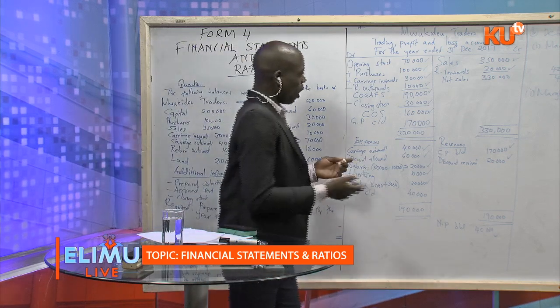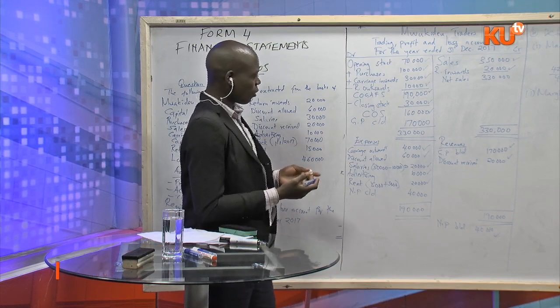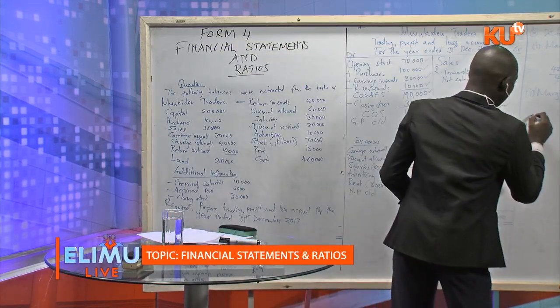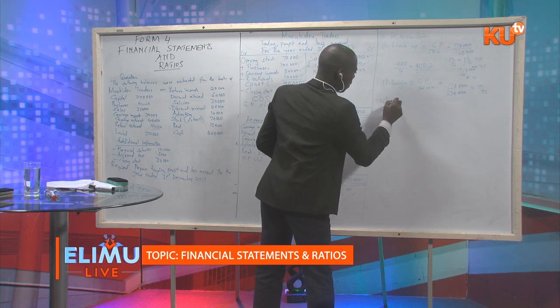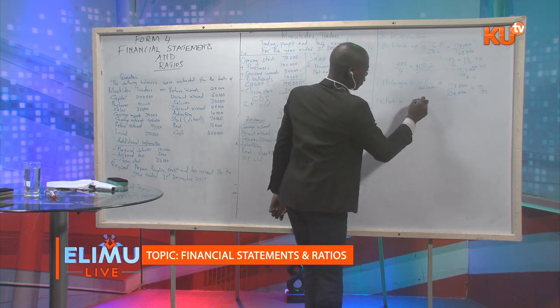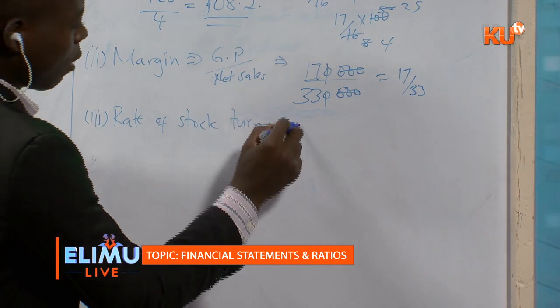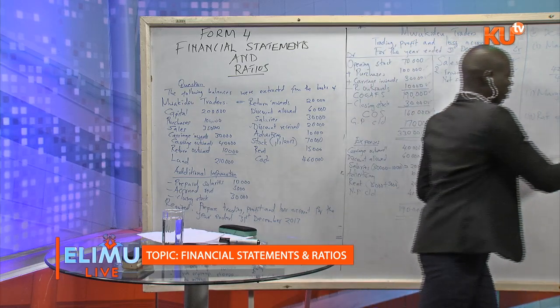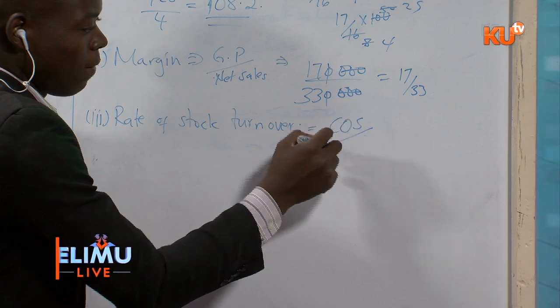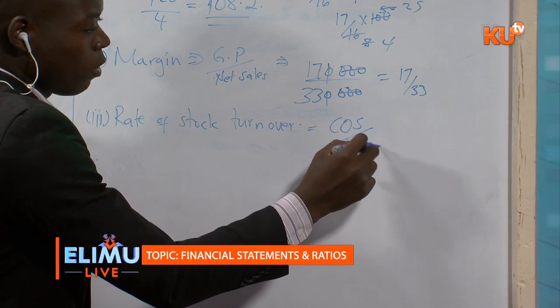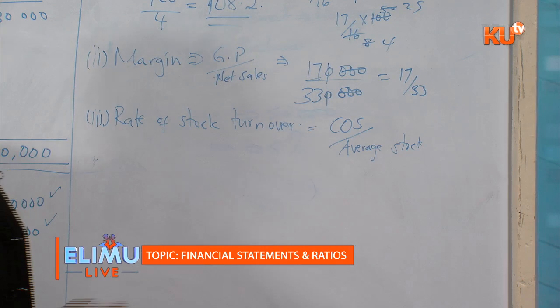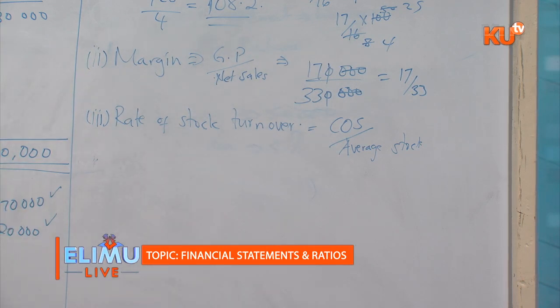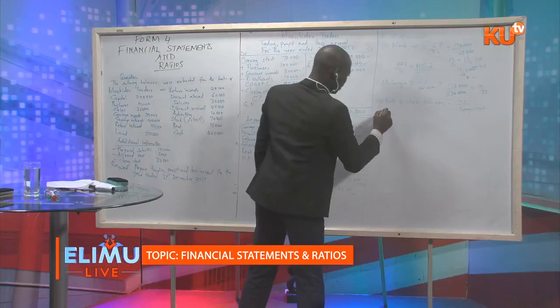Very important. Let's see how many times we exchange our stock, and that means we calculate a ratio we call rate of stock turnover. I've indicated to you that rate of stock turnover simply means you take the cost of sale divided by average stock. So what is the cost of sale? We have it is 160. What is the average stock? That is what we need to determine.